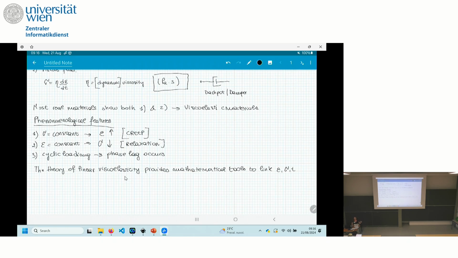So the aim when we do this study is that we want to find a unique relationship for each material between stress, strain, and time. So then we can predict the behavior of the material to any loading condition. And this unique relationship, how is it called? This unique relationship is called the constitutive equation.